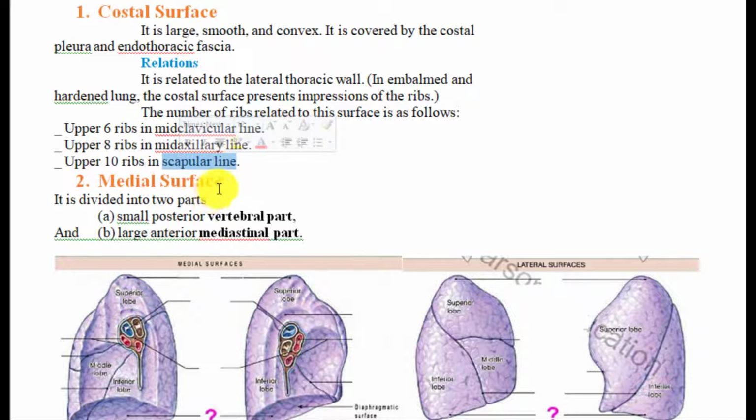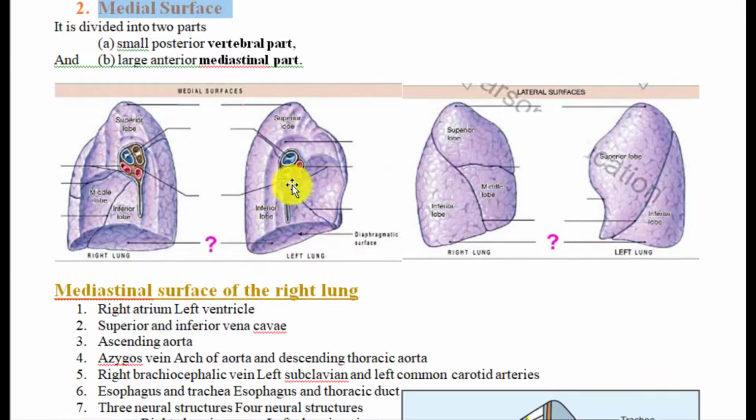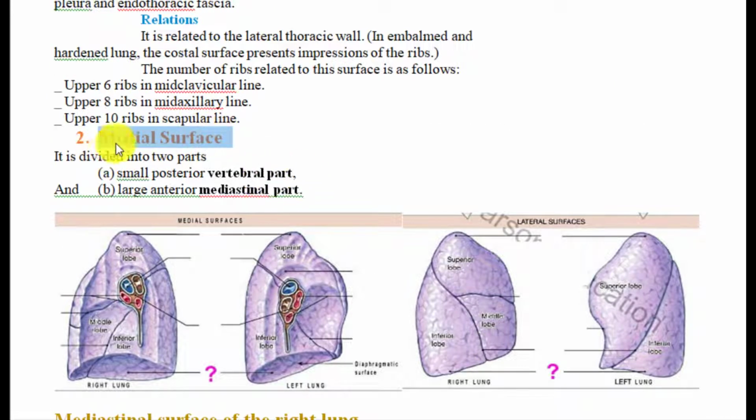Then what about the medial surface of the lungs? So this one is the medial surface. If you turn the lungs, the right lung on the right side and the left lung on the left side, you will see the medial surface. The medial surface of the lungs is divided into two parts: a small vertebral part which is a little bit posterior, right, and a large mediastinal part which is a little bit anterior, right?